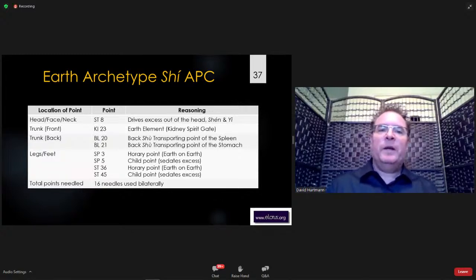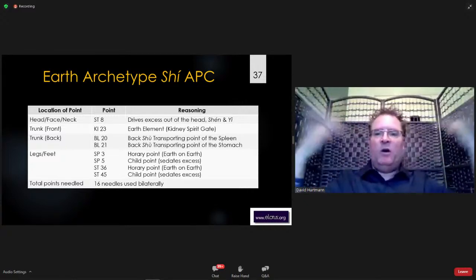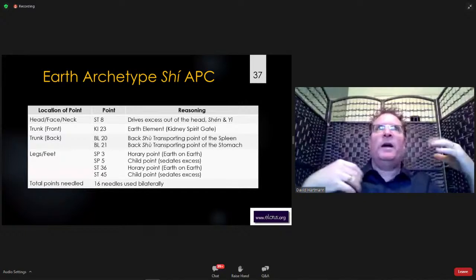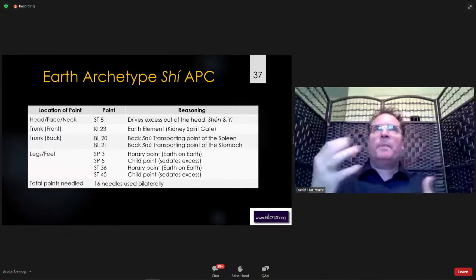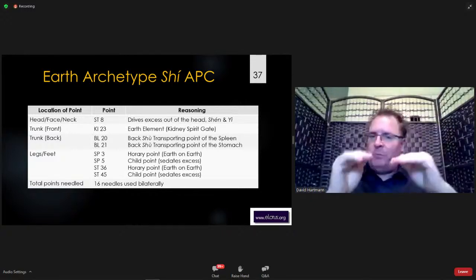So what can we do? So we've got 16 needles. We've got some points on the head, face, or neck. In this case, it's on the top of the head. We've got a point on the front of the trunk, a couple of points on the back, and then some points on the legs and the feet. So when we look at it, we want Stomach 8, because it will drive the excess out of the head, drive the excess out of that Shén, and drive the excess out of the Yi, so they think more clearly, and everything sits more in that moderated space.